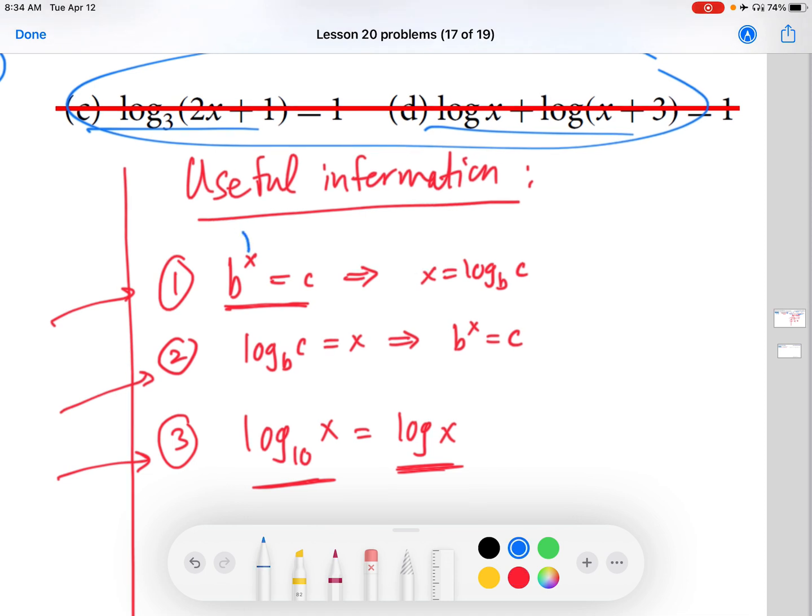So I would say x equals log base b of c, right? That's what's over here. X equals log base b of c. In an example form, if I had 2 to the x equals 7, then I would say, okay, x equals log base 2 of 7. So this would imply x equals log base 2 of 7.